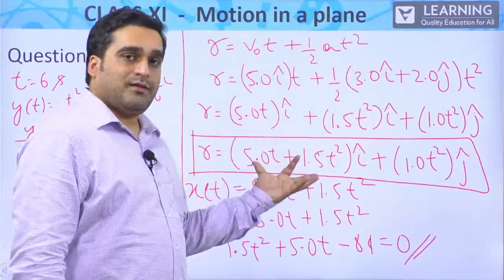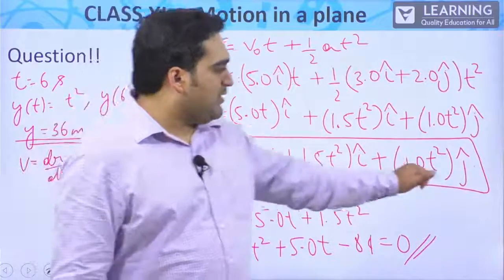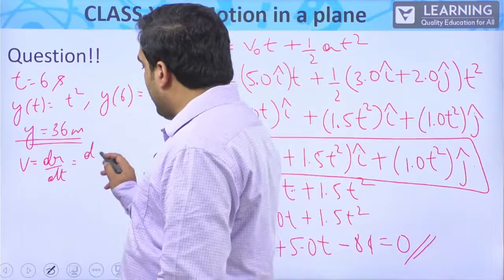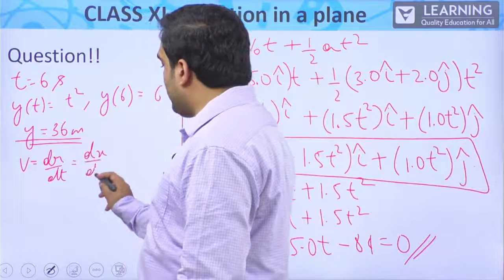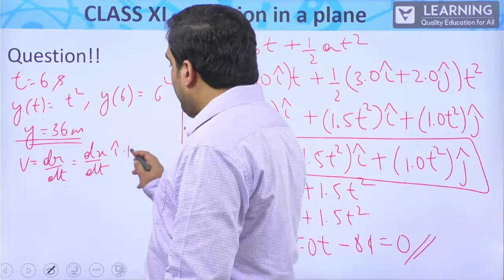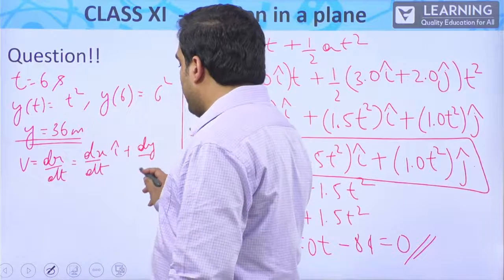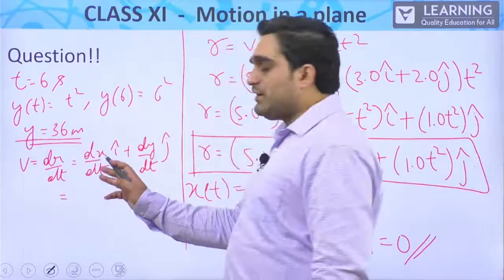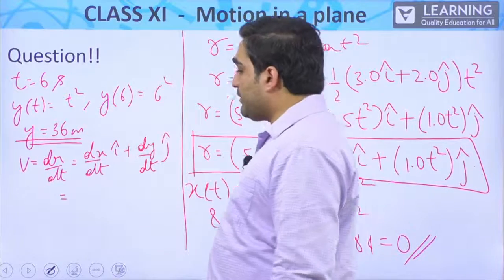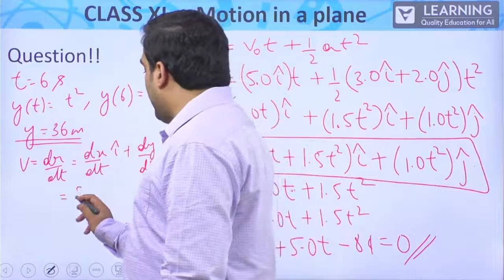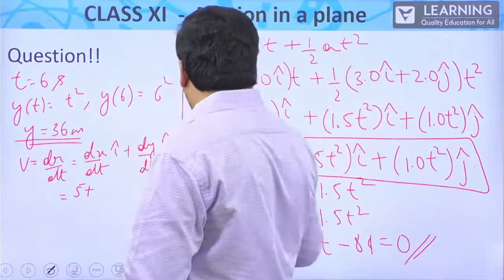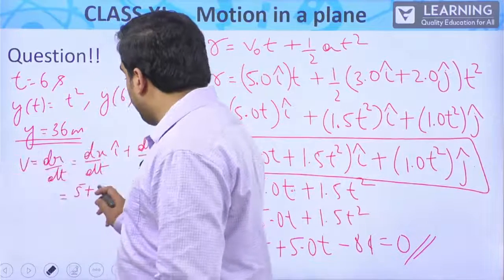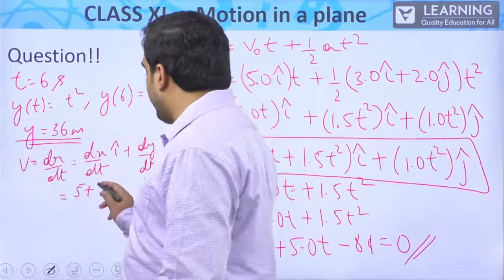Yes. So this is the x component, this is the y component. So we have to differentiate the given x component with respect to time and the y component also with respect to time. So I'll do that for you, differentiating the x component and the y component with respect to time. So you get 5 plus 1.5 t, oh no, that's 2 times 1.5, 3.